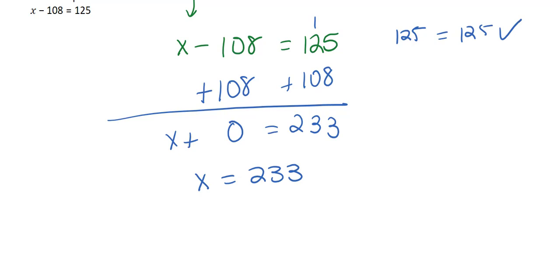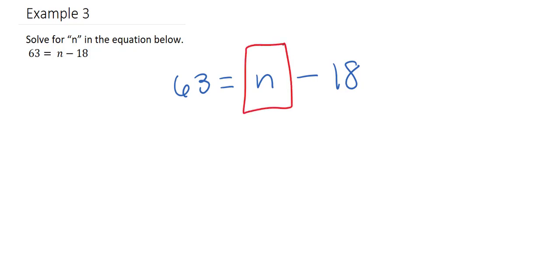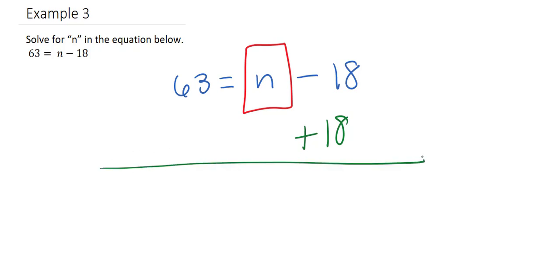Now let's do the last example. So example 3, we're going to solve for n in the equation below. So we have 63 equals n minus 18. What do we really want to get? We really want to get the variable on one side of the equation. So let's just leave it on the right-hand side. And so in order to get it by itself, we add 18 on the right-hand side. This makes it so this is just 0, so we're left with just n on the right-hand side.